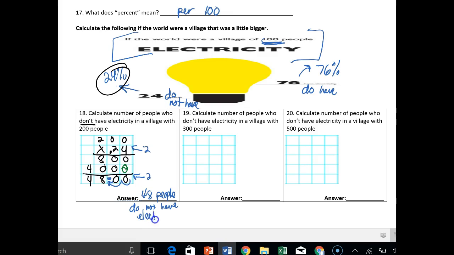So when you do numbers 19 and 20, please give me not just a number, but a number and explain what that number means.